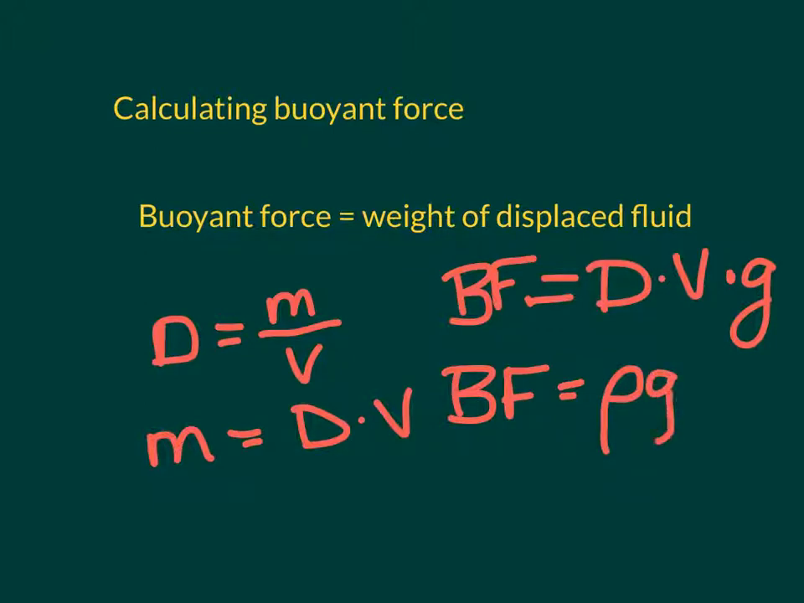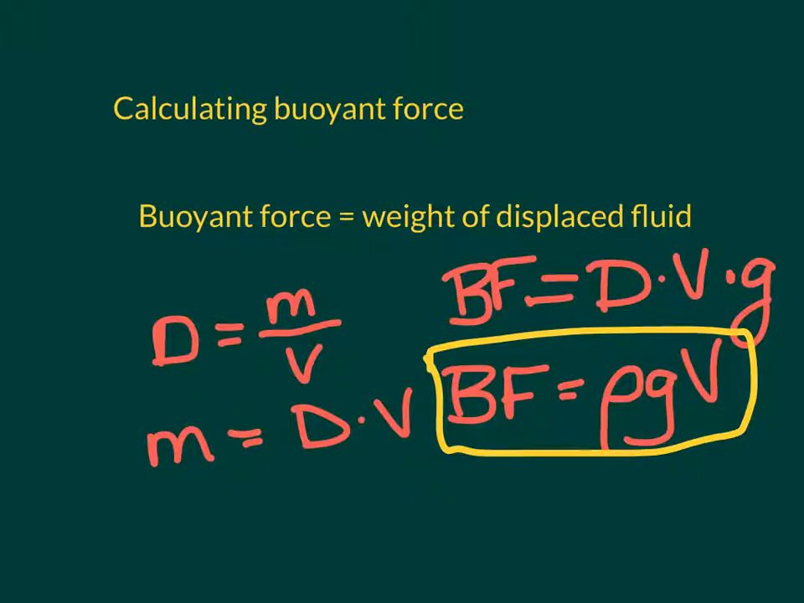Rho G V. So all we did was take our density and substitute it with the Greek letter rho, and we rearranged the order. This is usually how you see the formula written in many places. That's an important idea, so make sure you get this. So our buoyant force is the density times gravity times the volume. That's a big V, not a little v, so you don't get it mixed up with velocity.